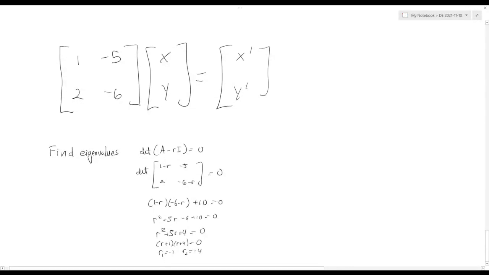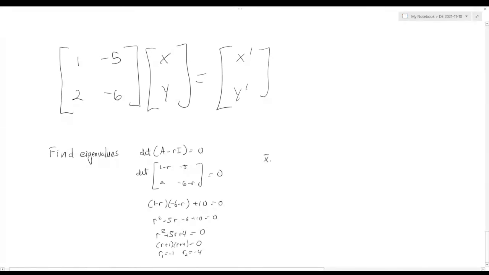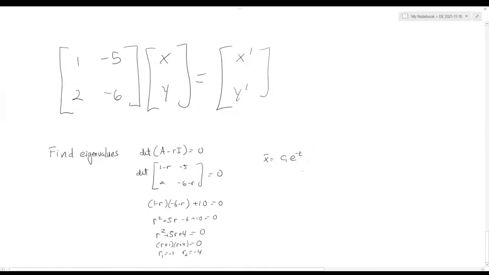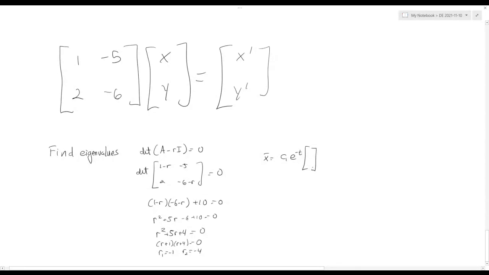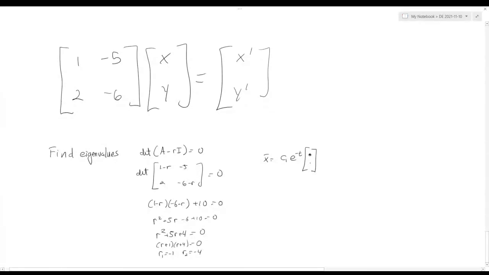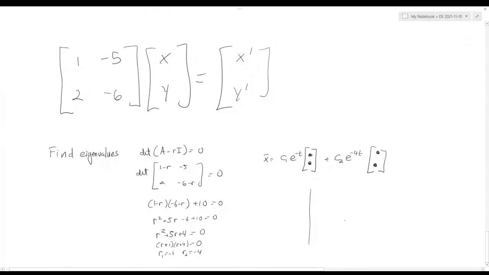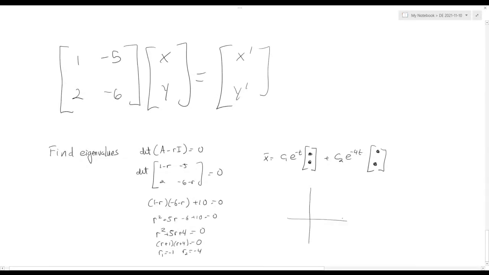Then we can find eigenvectors to find solutions, but since we're almost out of time, I'm just going to say that the general solution would look something like this: a multiple of e to the r1 times t times some eigenvector corresponding to this eigenvalue of -1, plus another term, times some other eigenvector. But obviously we have an equilibrium point at the origin, because if x and y are both 0, the derivatives are also simultaneously 0.